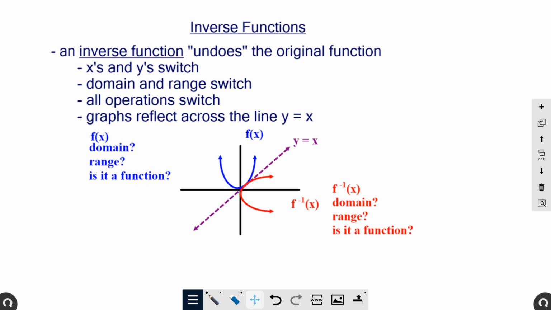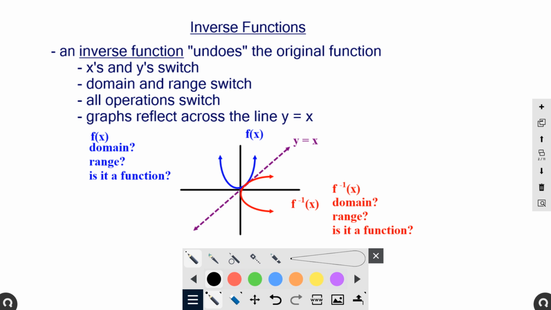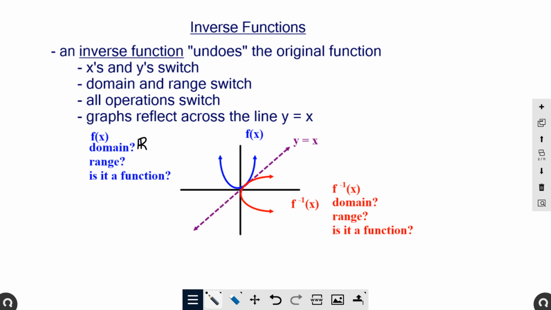Domain is how far the graph goes left and right. Draw a quadratic in the air. How far does it go left and right? An infinite amount. So what do we say for domain? We don't say infinity, but we say all real numbers.